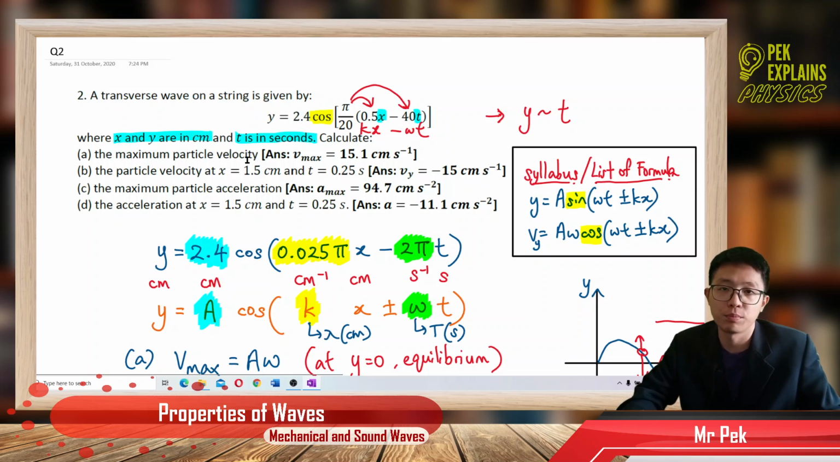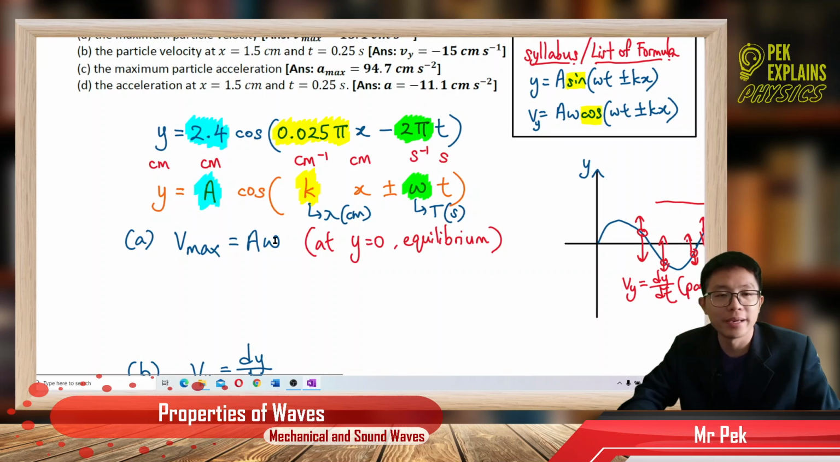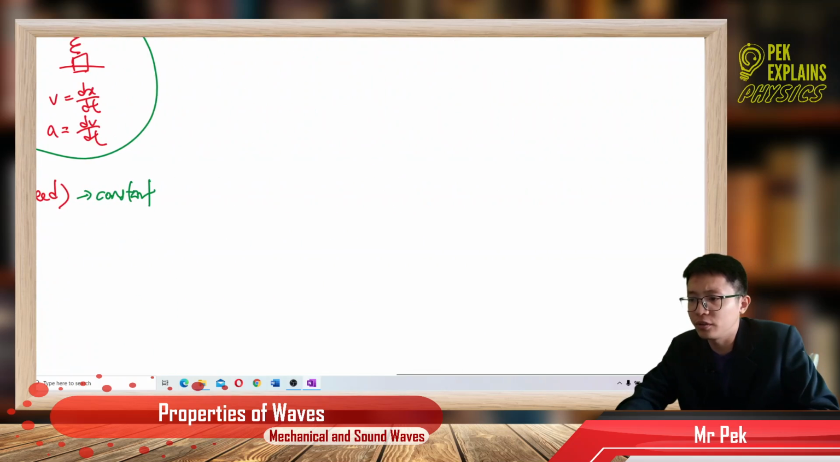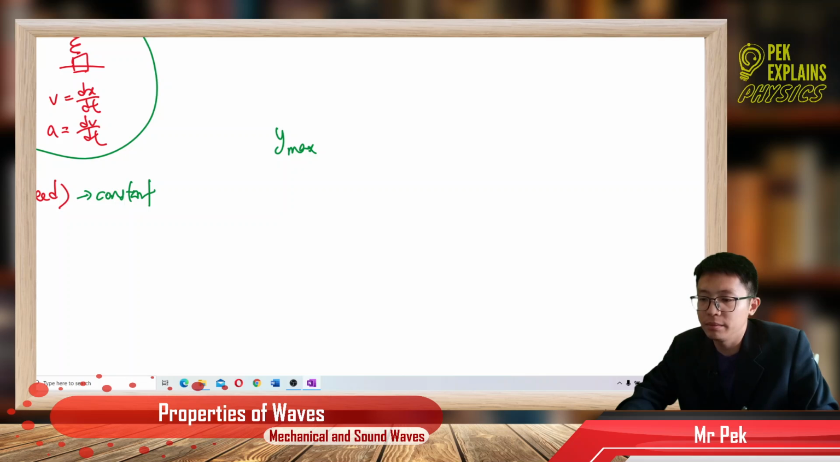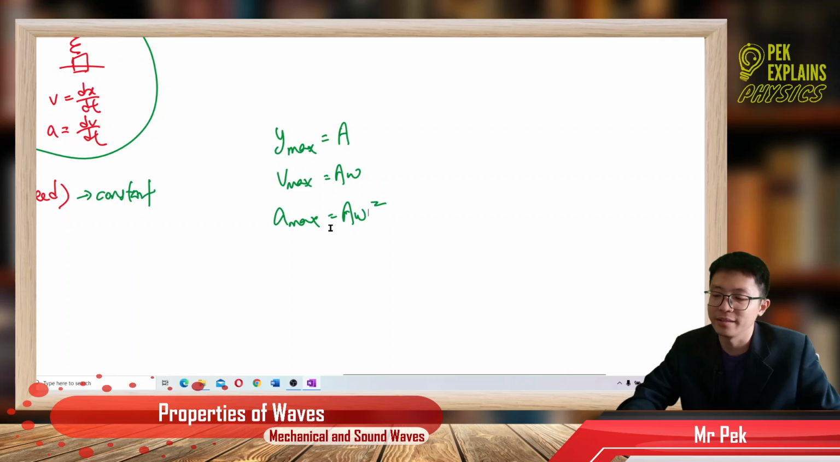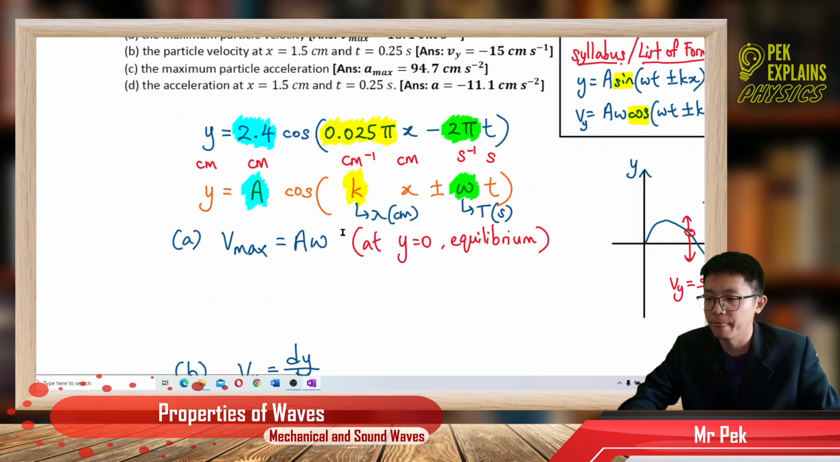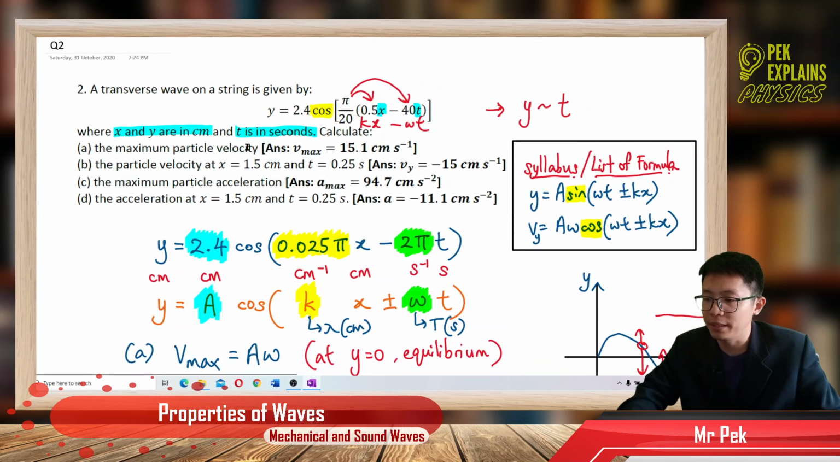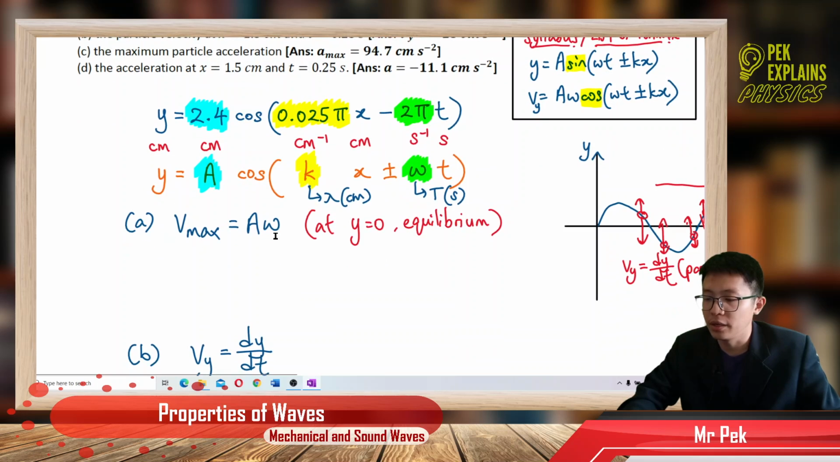This is the same as the spring mass system last time. Maximum particle velocity happens at A omega. Remember? Remember the three things? Maximum displacement is amplitude. Maximum velocity is A omega. Maximum acceleration is A omega squared. Remember this? We are going to use that. So to find the maximum particle velocity, it is A omega.